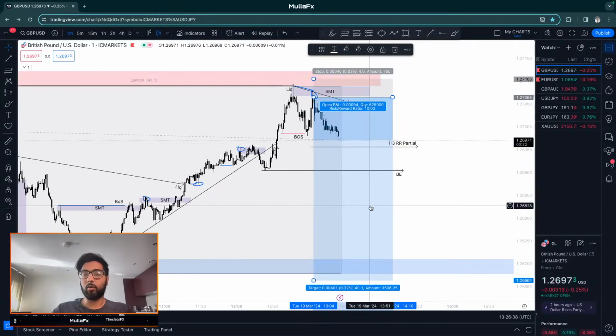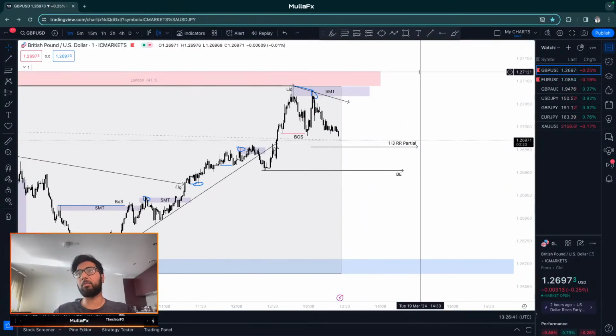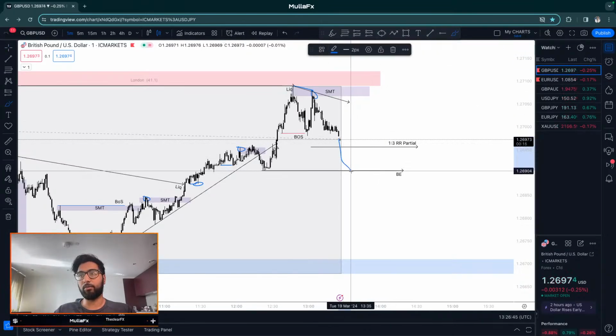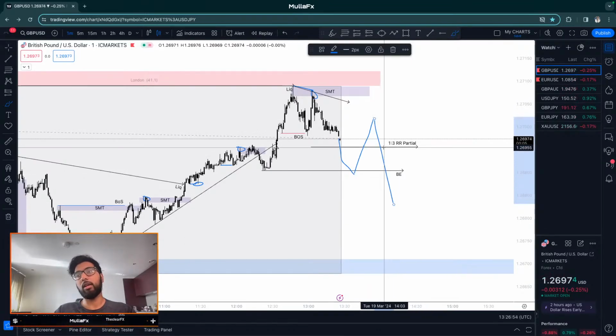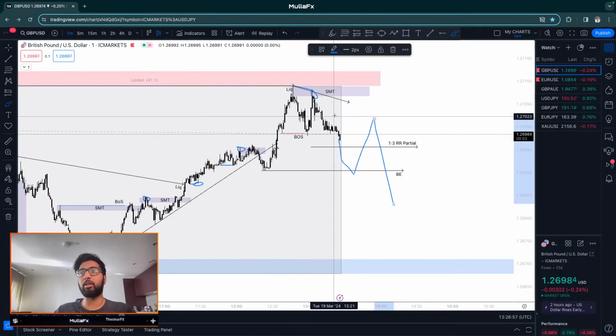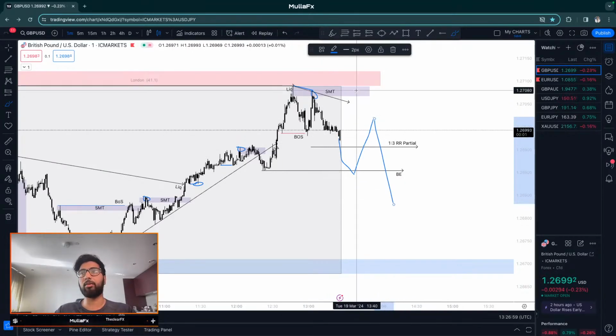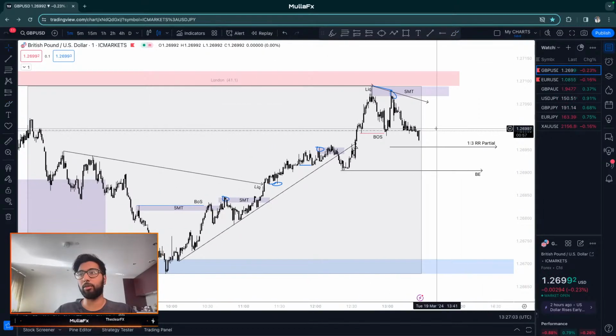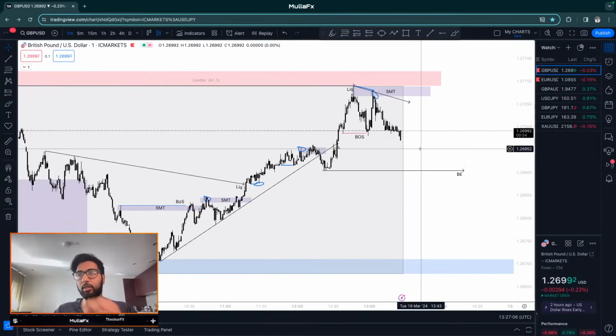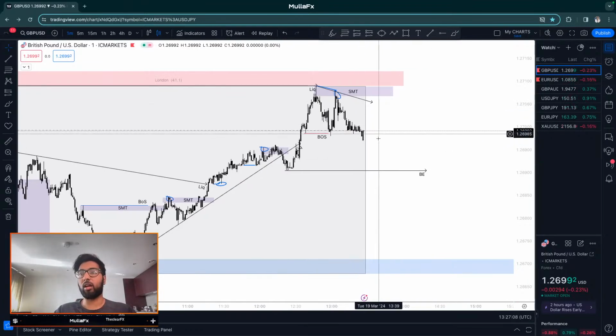What I'm expecting price to do is give me this breaker structure, right? Come back up, give me a level of mitigation or whatever it is, and then potentially go for that sell, and that would be a better sell for me. That will be confirming that price is definitely going down, and that will give me a better probability trade. So that's the kind of trade I'm looking for at the moment.